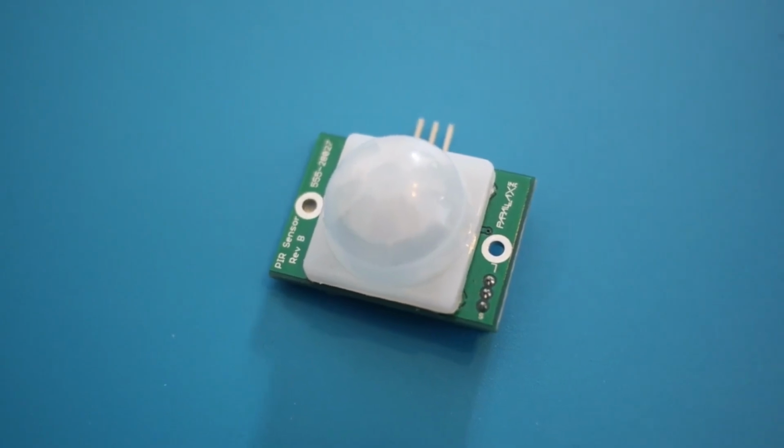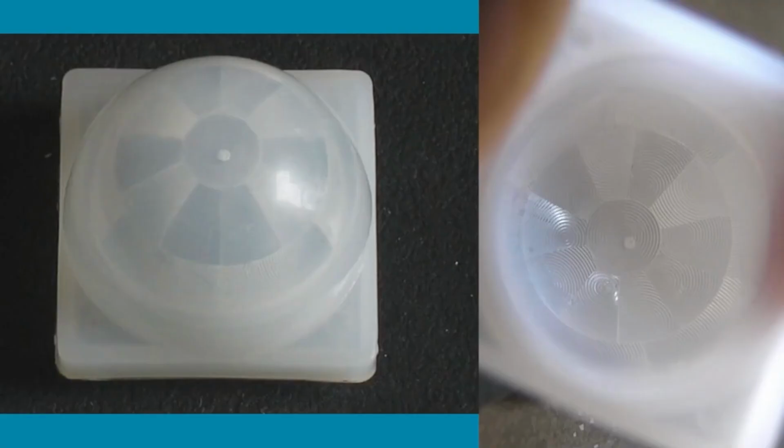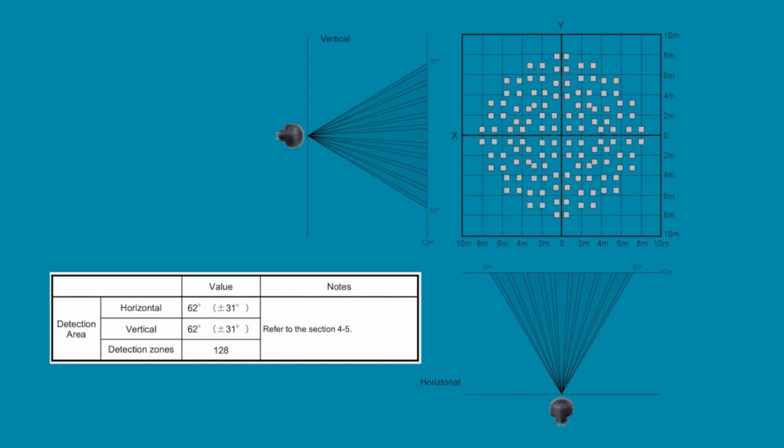A traditional Fresnel lens looks like this, with circles rippling out from the center. This is what a PIR sensor Fresnel lens looks like. This PIR sensor has a lens broken up into 128 detectable zones, split between its 4 elements, increasing accuracy and the distance of the detectable area.